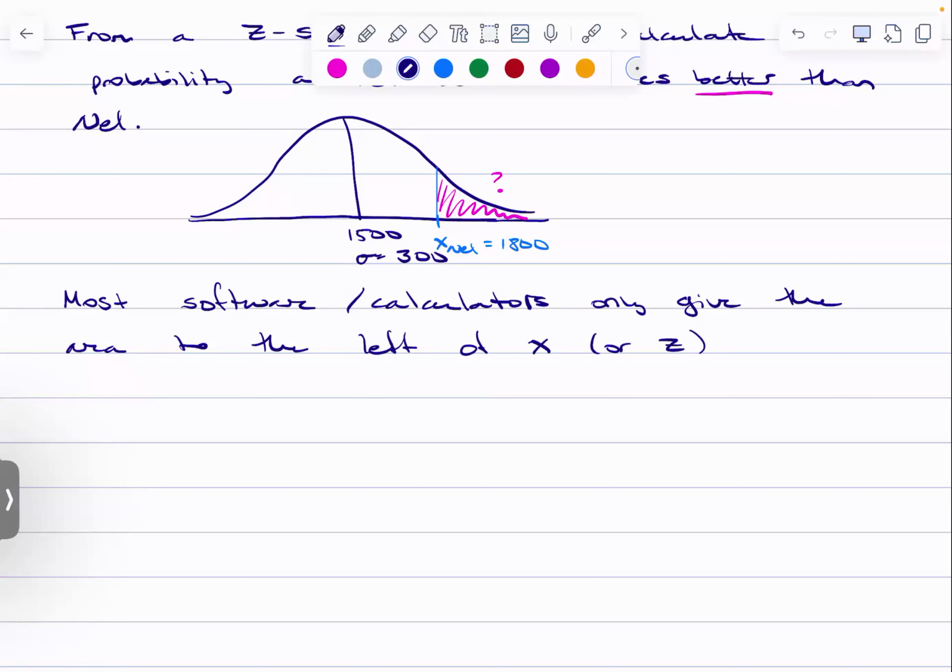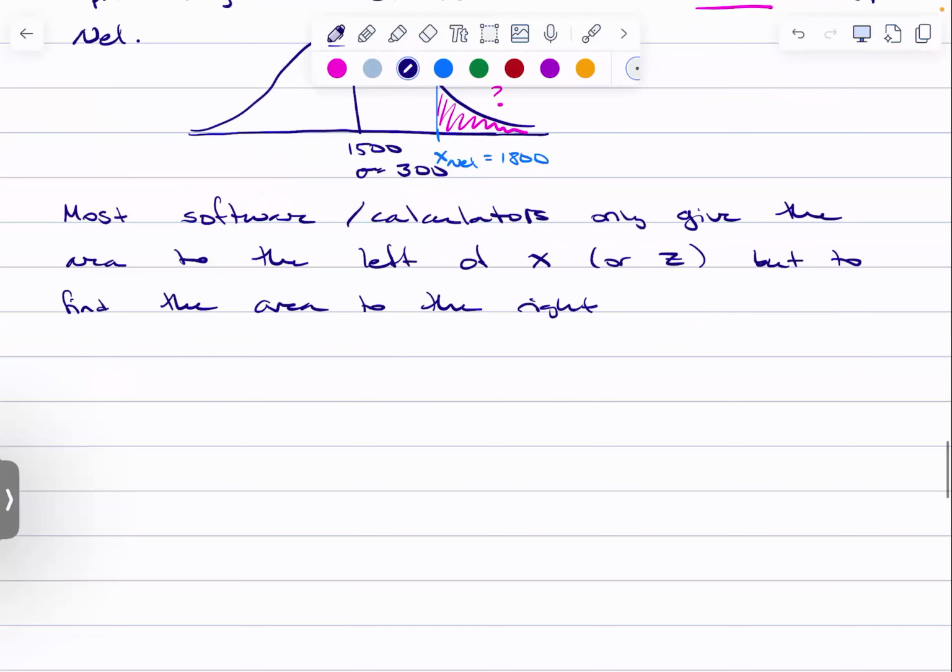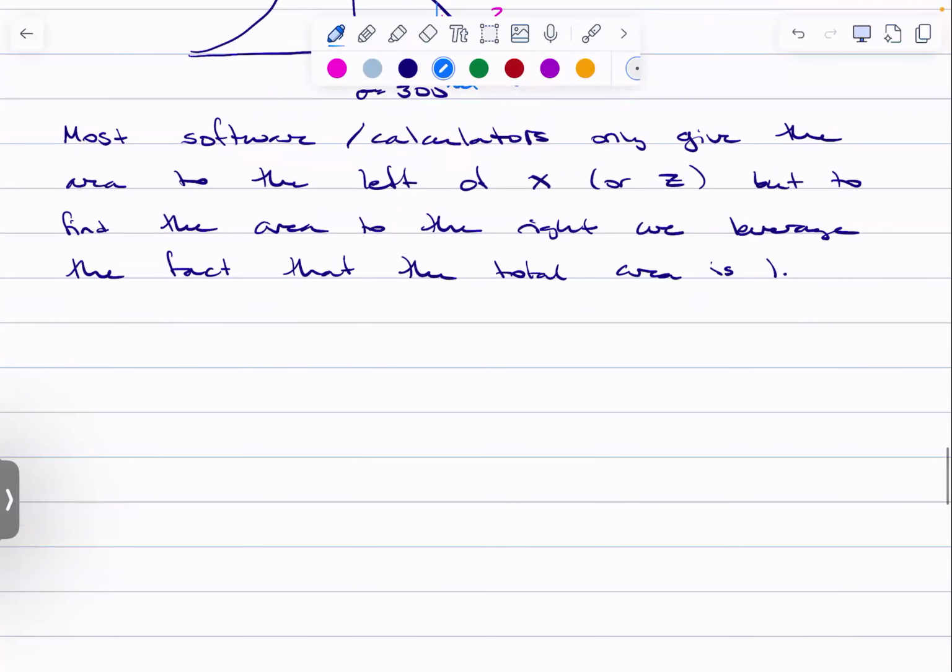But to find the area to the right, we leverage the fact that the total area is 1, which means that the area to the right is 1 minus the area to the left.